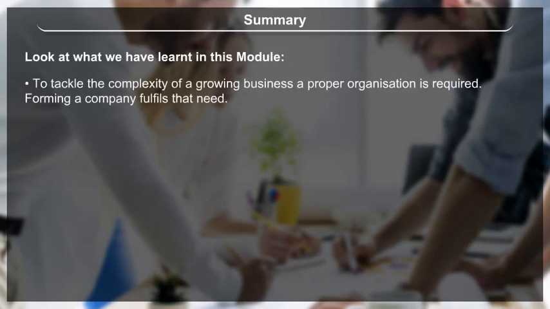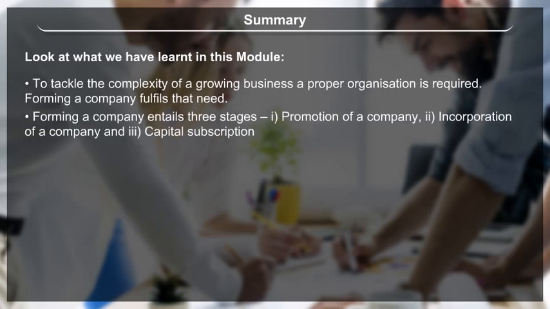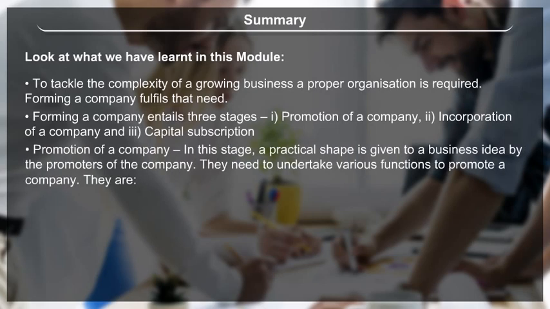Summary. Look at what we have learned in this module. To tackle the complexity of a growing business, a proper organization is required. Forming a company fulfills that need. Forming a company entails 3 stages. 1. Promotion of a company. 2. Incorporation of a company. And 3. Capital subscription.